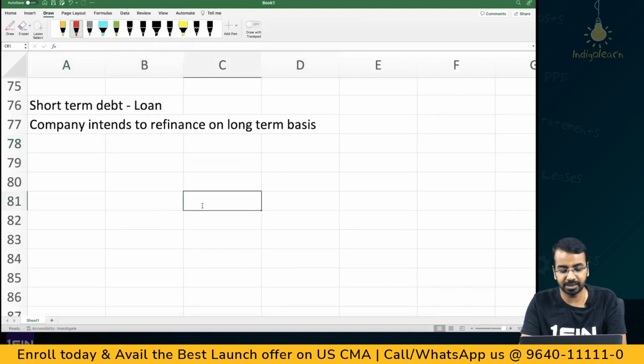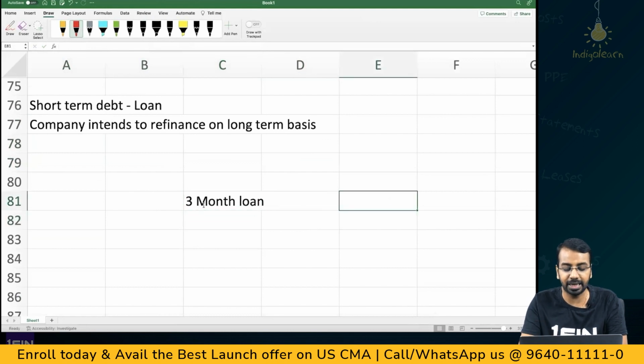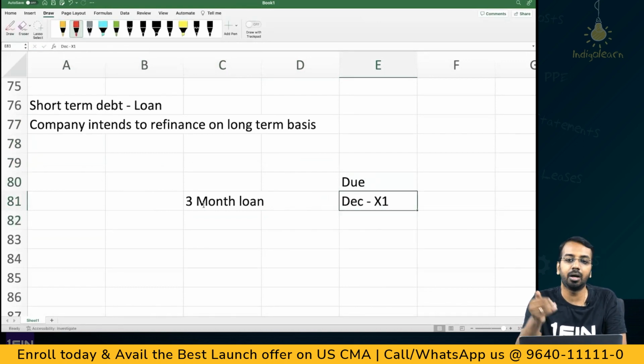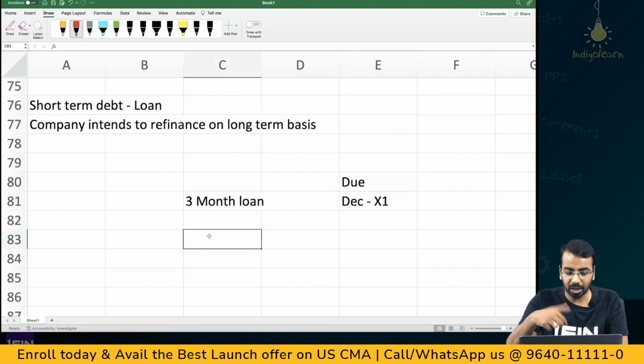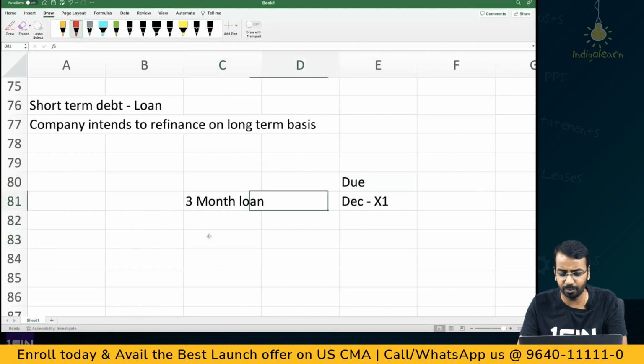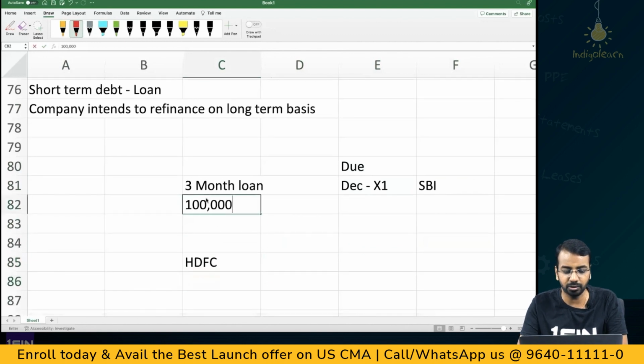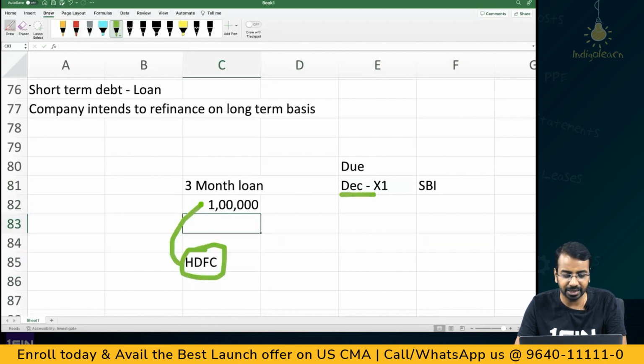That means, let us say I have a 3-month loan. This 3-month loan is due, let us say, in December of a particular year. Now, I don't have money to pay this 3-month loan. So let's say this 3-month loan is from SBI. I approached HDFC and I said, boss, this 3-month loan of 100,000, I don't have money to pay to SBI. This is due in December. So can you please refinance this loan?